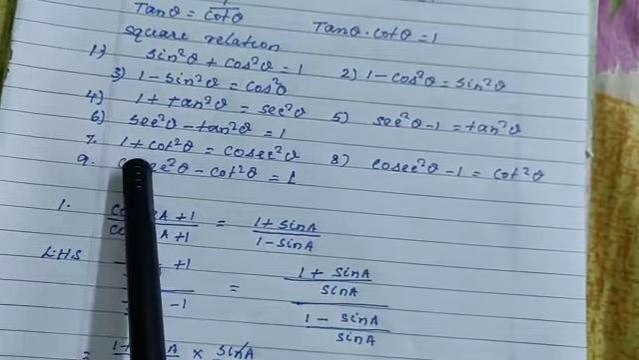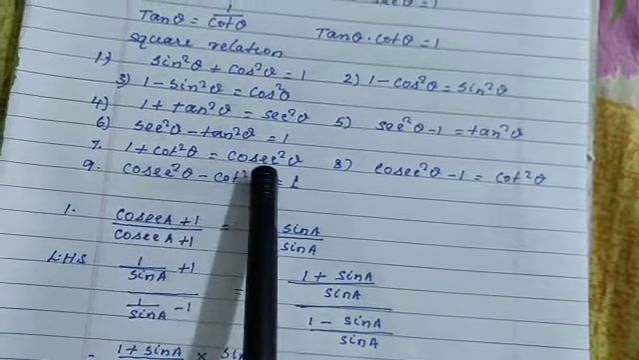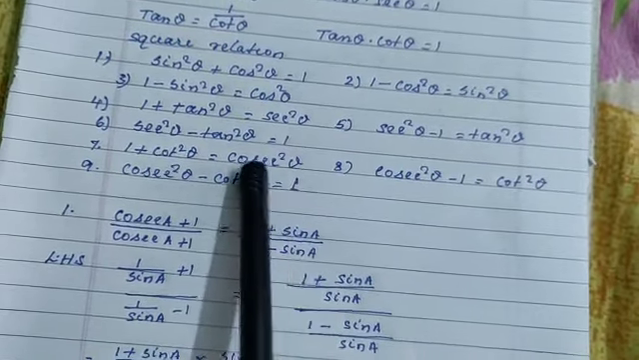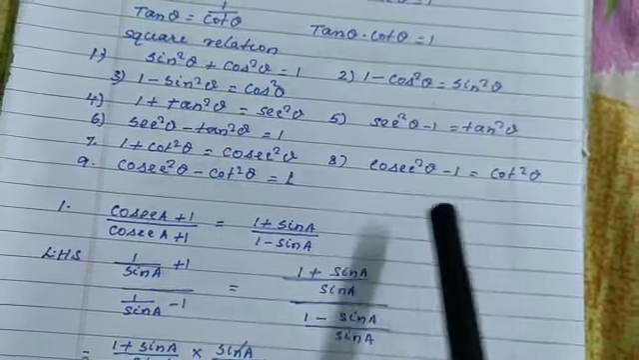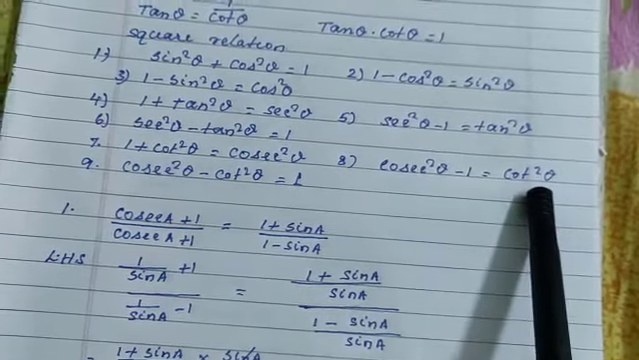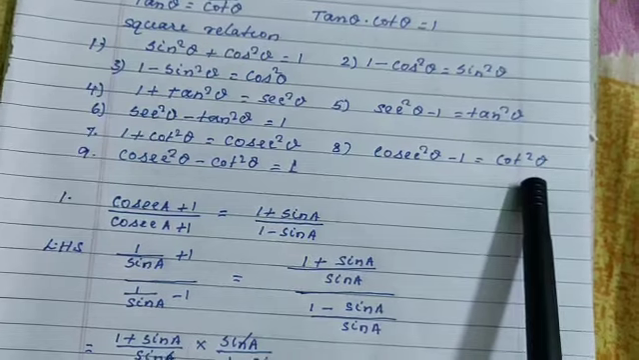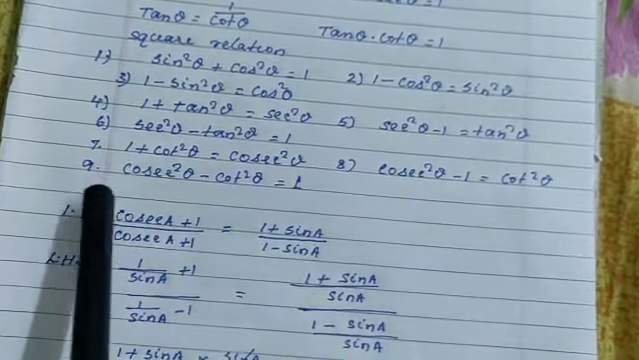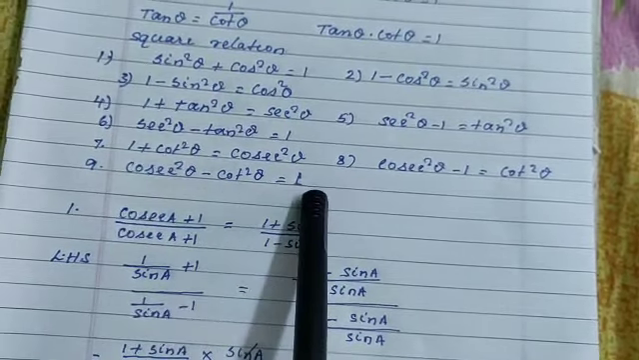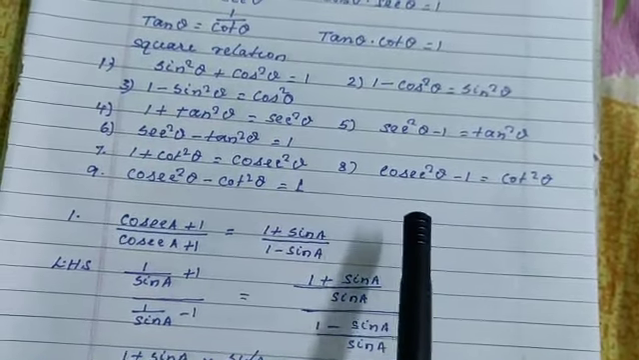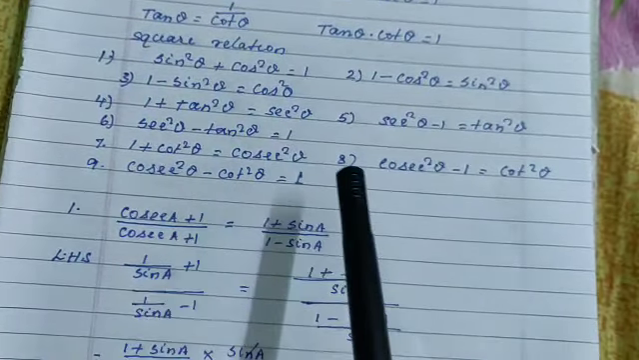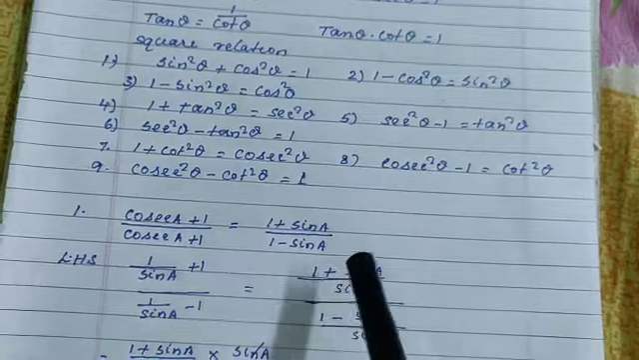The next, 1 plus cot square theta is equal to cosec square theta. From this we derive another formula, cosec square theta minus 1 is equal to cot square theta, and cosec square theta minus cot square theta is equal to 1. By using these identities, we have to solve the trigonometrical problems.